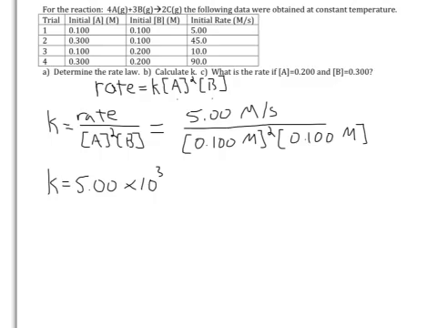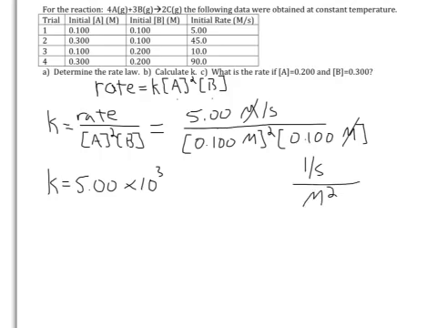Now, anytime you give a result, we need to also include the units. So we need to see how those are going to come out. If I look at the molarities, I have a molarity in the denominator, and I have a molarity in the numerator, so those are going to cancel out. Now what I'm left with is 1 over seconds over molarity squared.